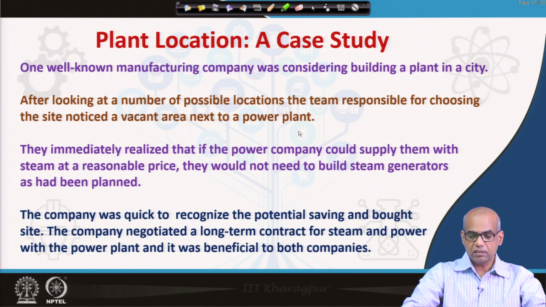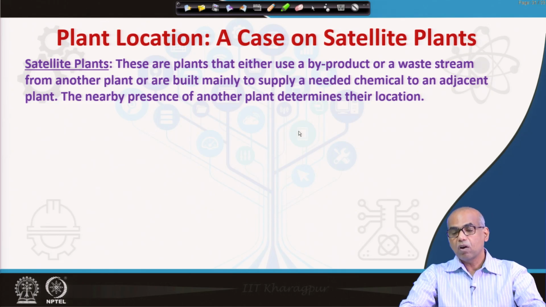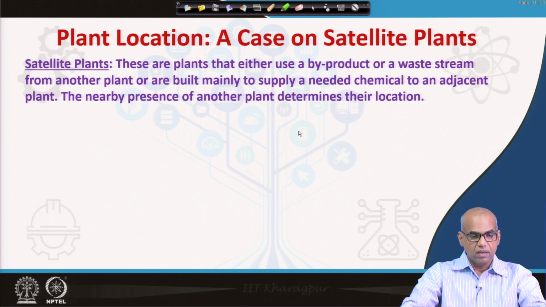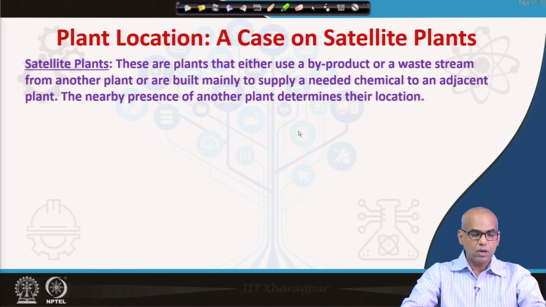The company negotiated a long-term contract for steam and power with the power plant, and of course, it was beneficial to both the companies. Let us consider another case on satellite plants. Satellite plants are plants that either use a byproduct or a waste stream from another plant or are built mainly to supply a needed chemical to an adjacent plant. The nearby presence of another plant determines their location.